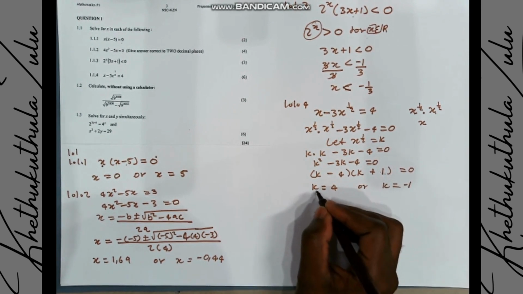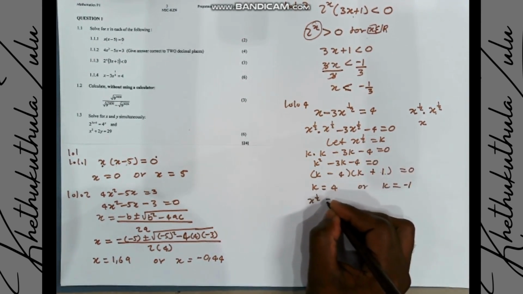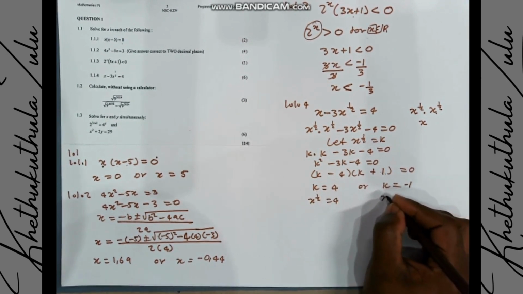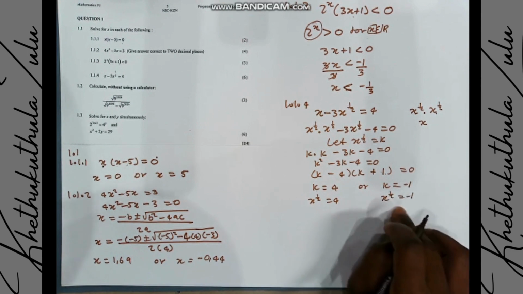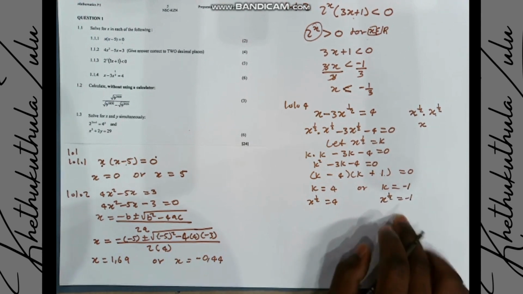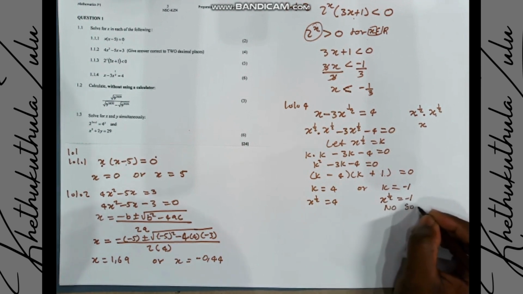But k states x^(1/2) is equal to 4. Then x^(1/2) is equal to -1 for the other one. There's nothing we can do on this one, there's nothing we can simplify here, so here there is just no solution.